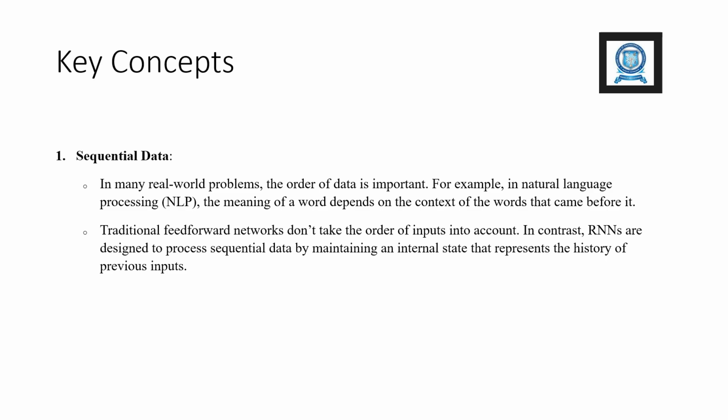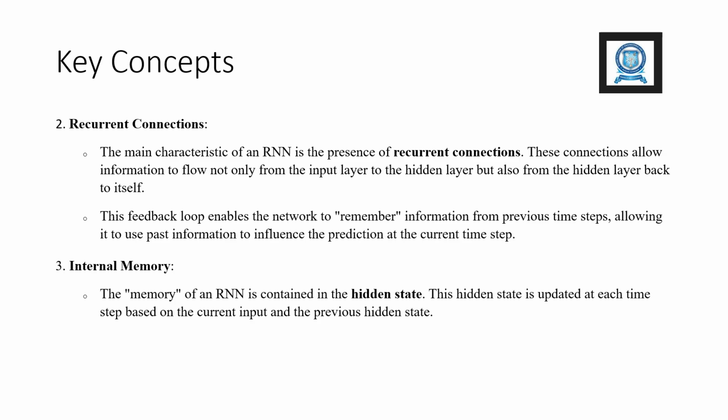The key concepts are: Number one, sequential data. In many real world problems, the order of data is important. For example, in natural language processing, the meaning of a word depends on the context of the words that came before it. Traditional feed-forward networks don't take the order of inputs into account. In contrast, RNNs are designed to process sequential data by maintaining an internal state that represents the history of previous inputs.